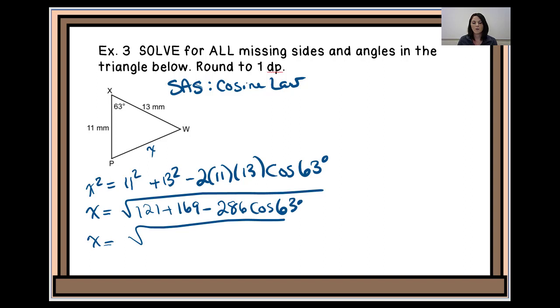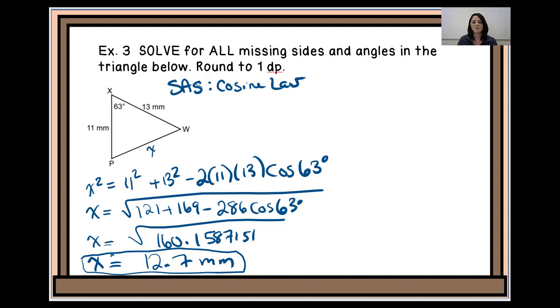Simplifying under the square root, we get x is equal to 160.1587151, and plugging that into the calculator, we get 12.7 millimeters. So we're not quite done yet. We need to find the other missing angles. In order to do that, we could use the sine law, or we could use the cosine law again because now we have all 3 sides. So let's go ahead and use the cosine law again for extra practice.